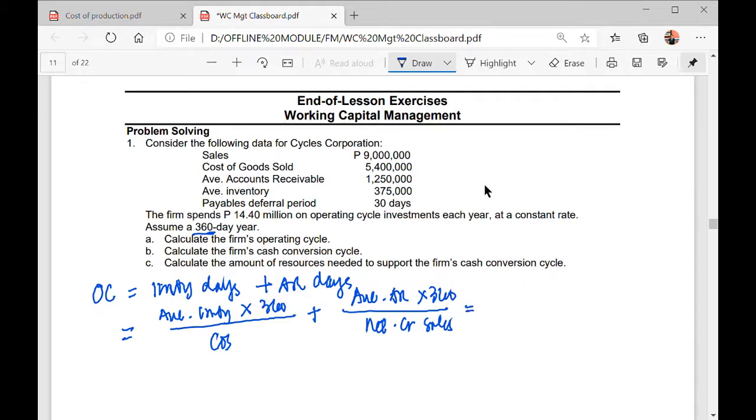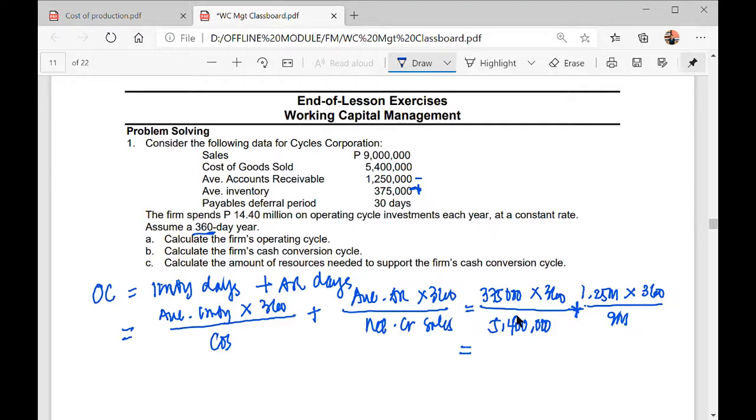Now let us compute. How do we get the average inventory? It's already given, so no need to compute. So 375 times 360 over 5,400,000. And then plus average AR, it's already given: 1.25 million times 360, then over 9 million. So what would be the answer? Kindly compute.